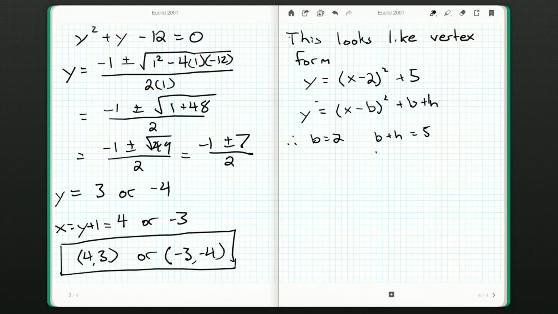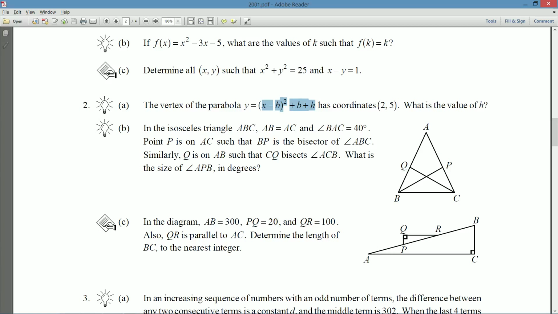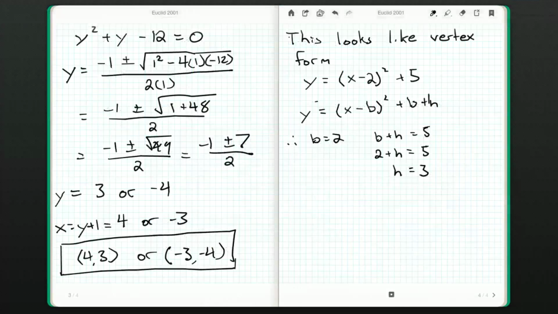But we already know what b is, so it's really 2 plus h is equal to 5, or h is equal to 3. I think we were just asked for the value of h and not for b and h. Yes, what is the value of h? So h equals 3. And that does part A really nicely.